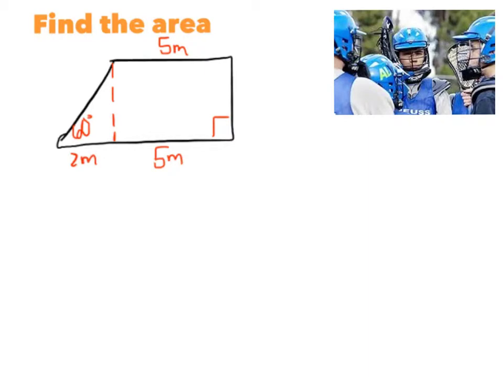For our first example, I first asked myself, what have they given me? This is clearly a trapezoid, so I'm going to go ahead and write my trapezoid area formula, which is base 1 plus base 2 times the height divided by 2. I'm going to check to see if I have all those things.